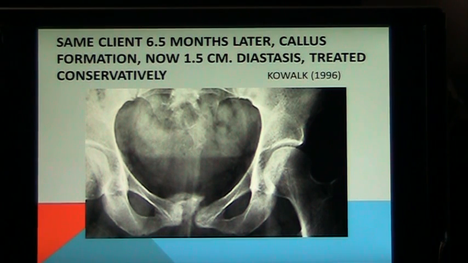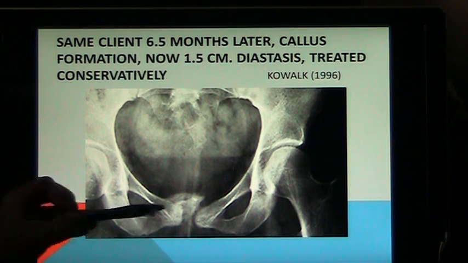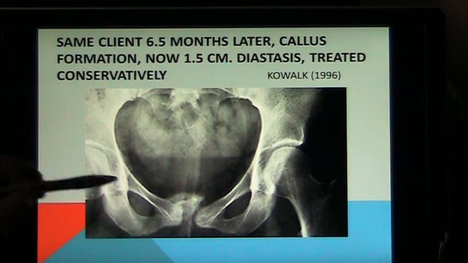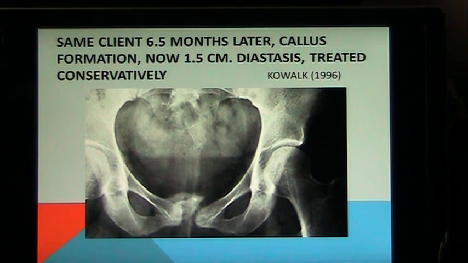There are times when someone doesn't have access. There are parts of the world where they don't have access to surgery, so we need to know what the alternative methods of helping these folks are. Still, that's a little more widening than I would like to see. But we don't know the details about this case. We don't know how compliant the client was in wearing the binder, etc.